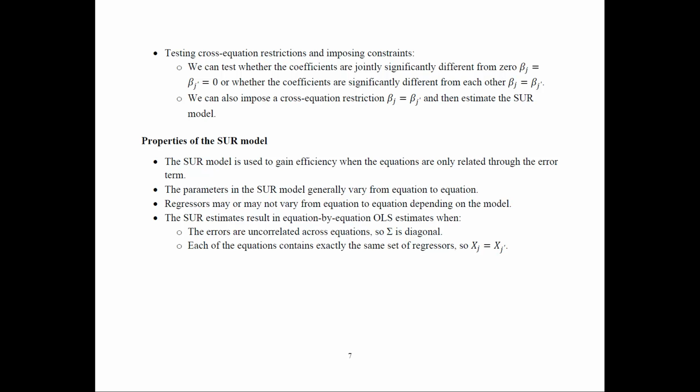The SUR estimates would be the same as the equation by equation OLS estimates when we have two conditions. First of all, the errors are uncorrelated across equations, so the sigma, the variance covariance matrix, would be diagonal. And second, each of the equations would contain exactly the same set of regressors, so that X_j would be equal to X_j prime. So that's all I had about the SUR model.